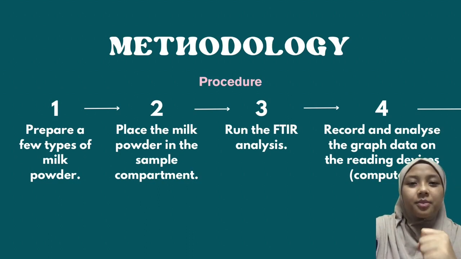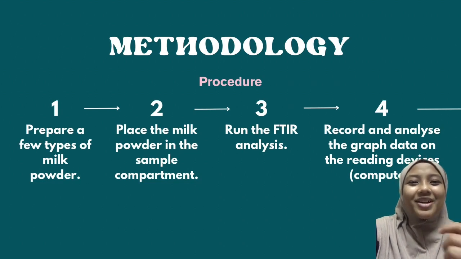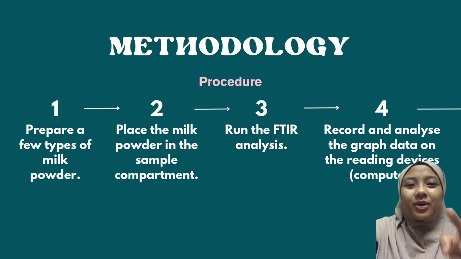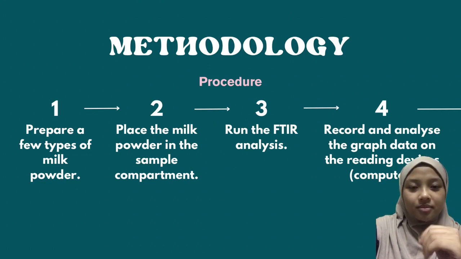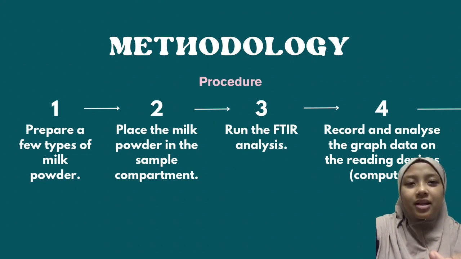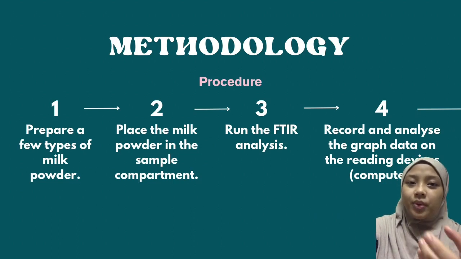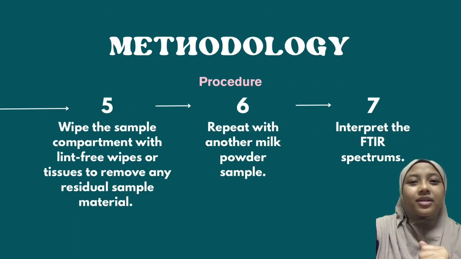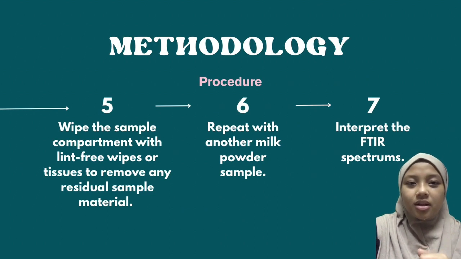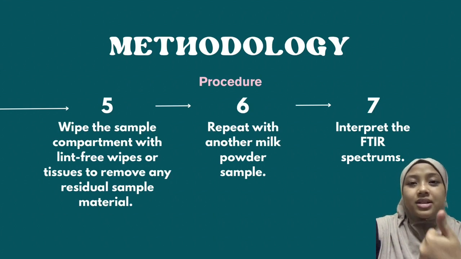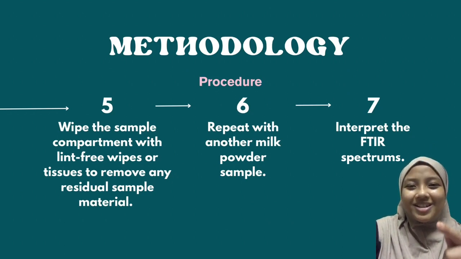Again, first, prepare a few types of milk powder. Second, place the milk powder in the sample compartment. Third, run the FTIR analysis. Fourth, record and analyze the graph data on the reading device, which is a computer. Fifth, wipe the sample compartment with lint-free tissues to remove any residual sample material, because it can contaminate another sample spectrum or results. Sixth, repeat with another milk powder sample. Seventh, interpret the FTIR spectrums.